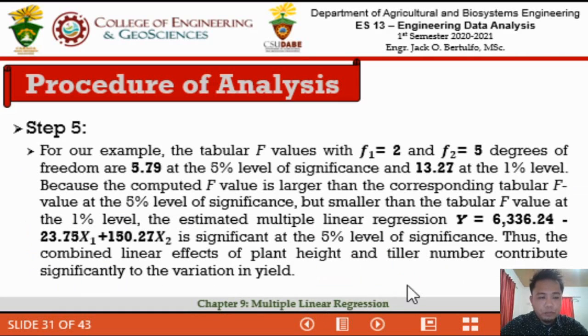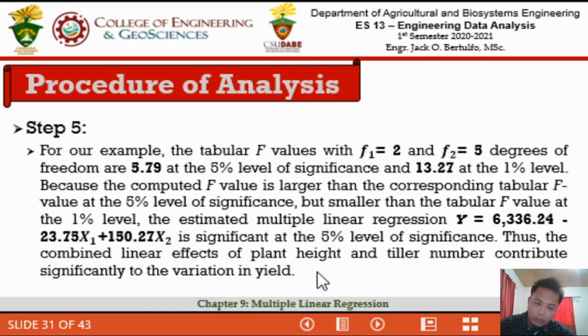Okay, now for the tabular F values, 5.79. Since our calculated F is 11.35, therefore we can say that it is significantly different from 0 at 5% level of significance, because 11.35 is higher compared to 5.79. So it is significant at 5% level of significance, but smaller than the 1% value of 13.27. Thus, the combined linear effect of plant height and tiller number contributes significantly to the variation in the yield.